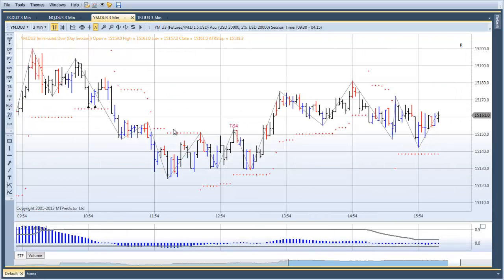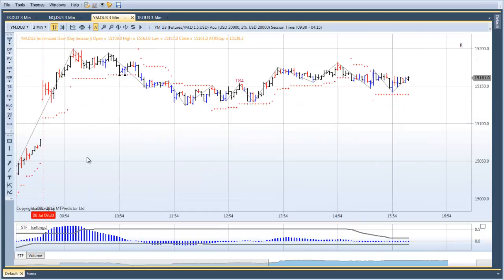So this is why I wanted to do the video today, to basically show you that using the automatic setups yesterday with MTPredictor on the US E-minis, you would have actually had a losing day. And it's important to understand that days like this do unfold, they do happen. It's just part and parcel of being a professional trader.